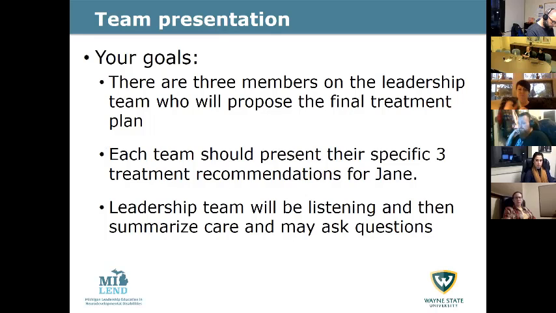So as you're moving through this, there are 3 members who I alluded to earlier who are your leadership team, and they're going to be listening. They're not going to present until the very end. I'm trying to remember what the third role was, but it's our teacher's assistant, a family member, and a new physician role, the developmental pediatrician.